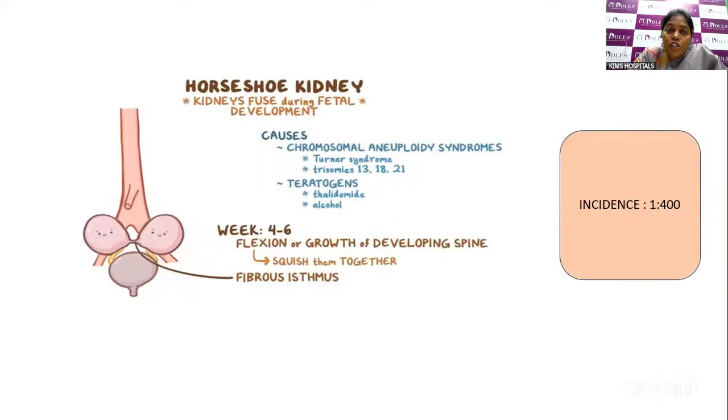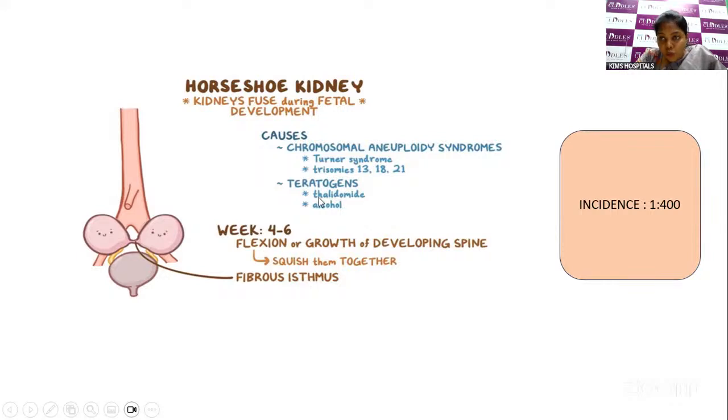So coming to the horseshoe kidney, these are the kidneys in which both the lower poles fuse during fetal development, causing a fibrous isthmus. They may be fused because of the development of the flexion or the development of the spine, and these kidneys sometimes move up but are usually lower than the regularly occurring kidney because of the abdominal aorta and its branches.